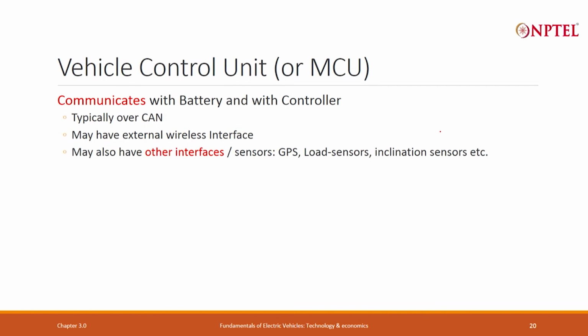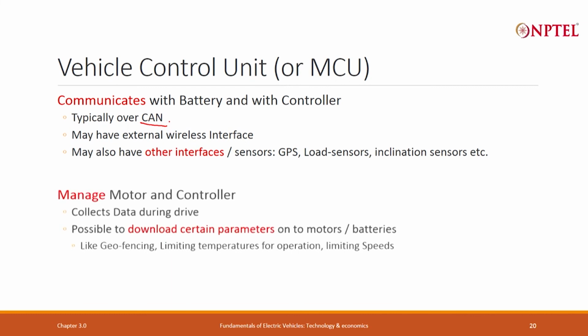Vehicle control unit, as I told you, communicates with battery and controller typically over a standard called CAN bus. CAN bus is more or less adopted throughout the world as a standard for in-vehicle communication. It may have an external wireless interface, it may not, but nowadays it increasingly has it. It may have other interfaces, for example, GPS positioning. It may have load sensors, how much load is already there on the vehicle, inclination sensors, and all this information may actually be fed to a server.